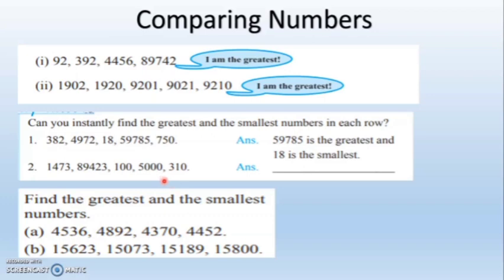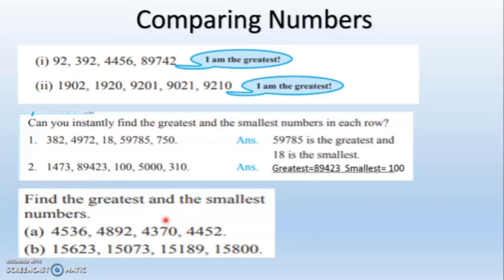Same way, can you compare this set of numbers? Let's see. Here, two numbers are having 3 digits, 100 and 310. Just by looking at the first digit, we can say that 100 is the smallest number. And can you tell me which one is the greatest number? If you see all the numbers, there is only one number having 5 digits. Okay, so this number is going to be our greatest number. Here it is.